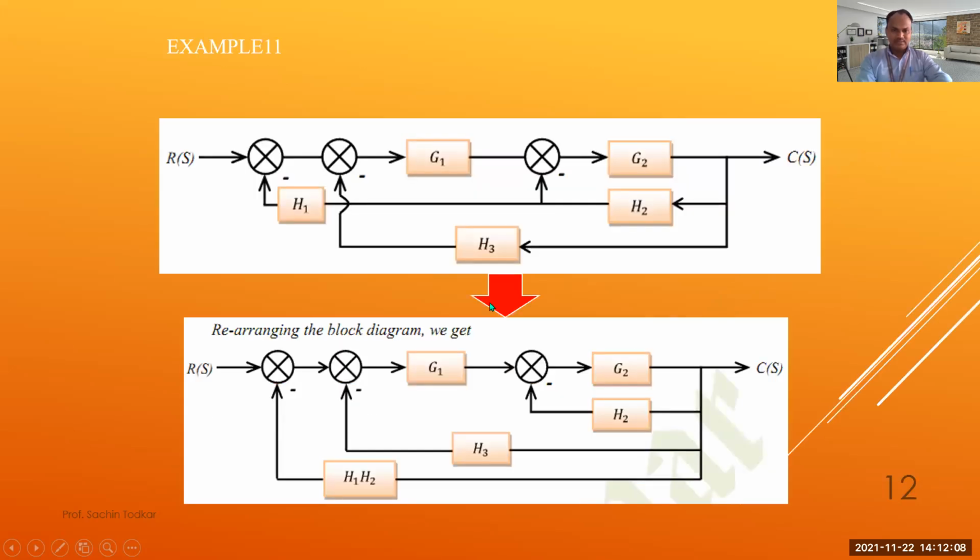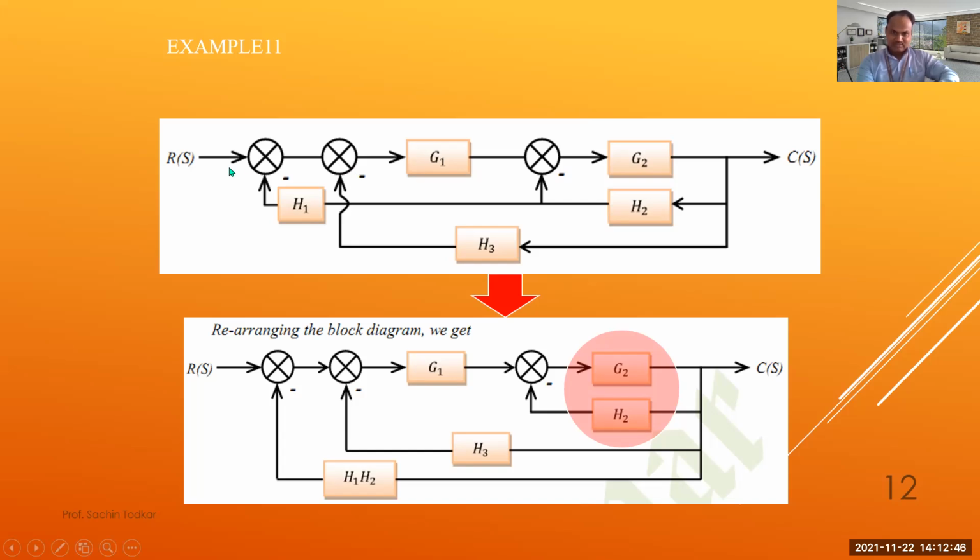Now in example number 11, we are going to use the feedback loop here because it is feedback here, and H3 will be here, and H1 H2. This H1 and H2 has been multiplied. We have just interchanged the summing junctions because we know that summing junctions A plus B is always equal to B plus A. So summing junctions can be interchanged if there is no block in between. So it has been simplified.